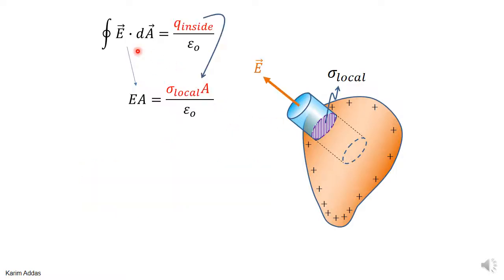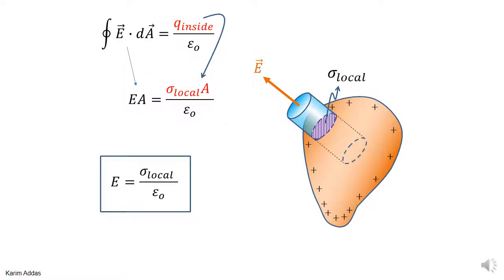So let's look at Gauss's law. The left-hand side gives me E times A. The right-hand side gives me sigma local times A over epsilon naught. The A and the A cancel. So you get the result that the electric field is equal to sigma local over epsilon naught. This is the normal component of the electric field just outside the conductor. It equals the local charge per unit area divided by epsilon naught.